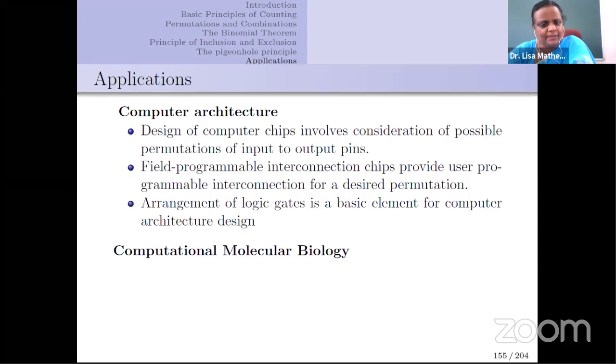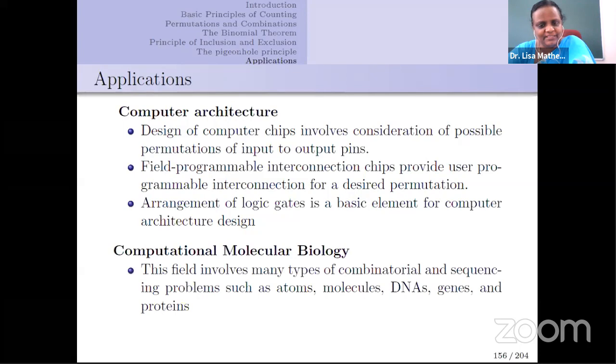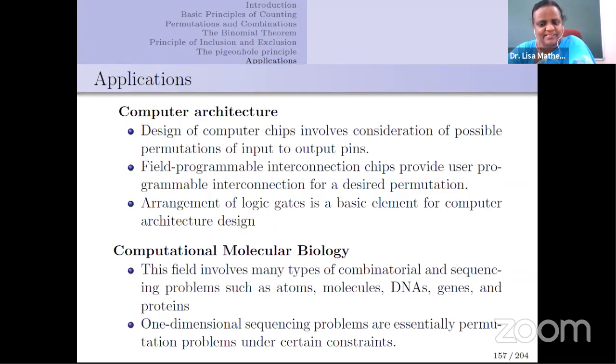Next, we look at computational molecular biology or bioinformatics. This is an area with a lot of interest nowadays, especially with the coronavirus research going on. People have been trying to make use of computational molecular biology to find some sort of a drug which will help in the cure of this disease. This field involves many types of combinatorial and sequencing problems such as atoms, molecules, DNA, genes, and proteins. One-dimensional sequencing problems are essentially permutation problems with certain constraints.